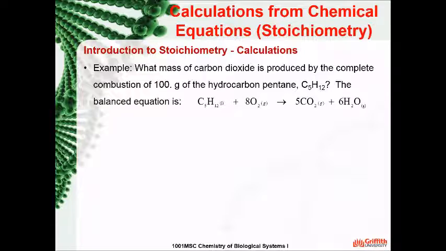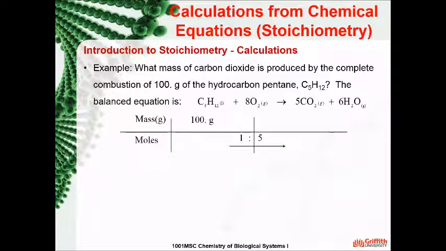In this question, we don't have the number of moles, but we do have the mass. Remember that we cannot work with mass using the equation ratio. Thus, we need to calculate the number of moles for the compound first. To do that, we need to calculate the molar mass from the periodic table. Let's draw our working table, and we have moles of C5H12 is equal to mass over molar mass.